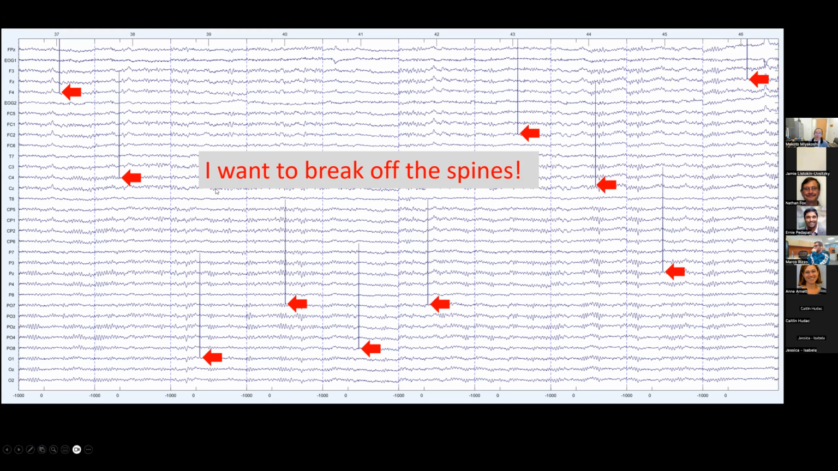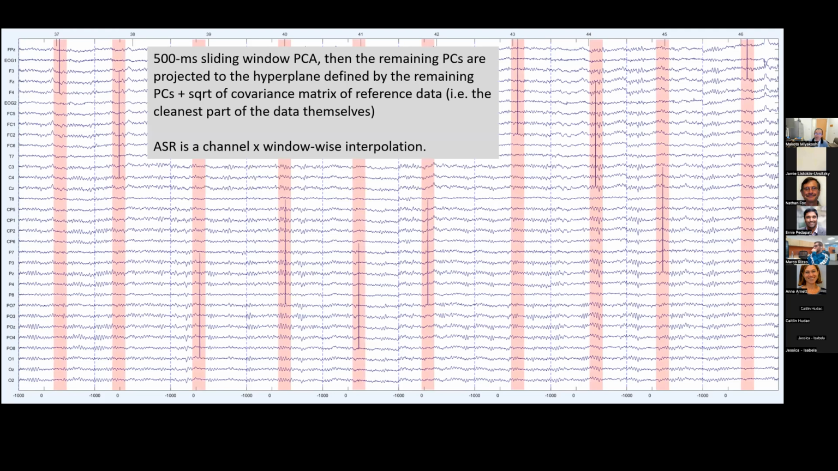And what ASR does is very close to what you're thinking now. It uses a very narrow sliding window of half a second, and it performs the channel-wise interpolation. And of course, this interpolation pattern differs from window to window. So it has that flexibility.